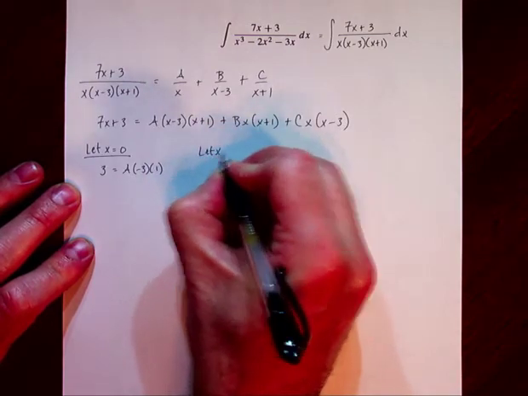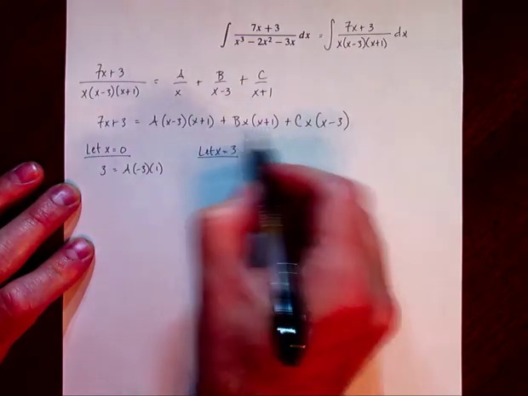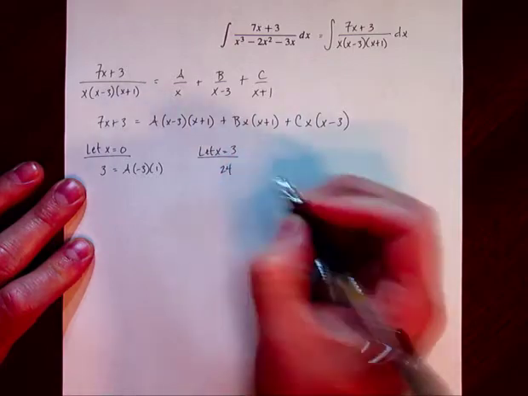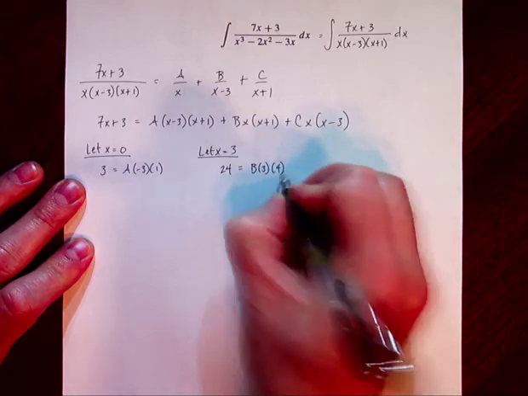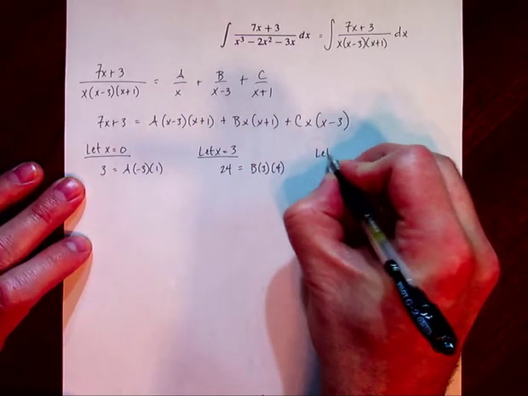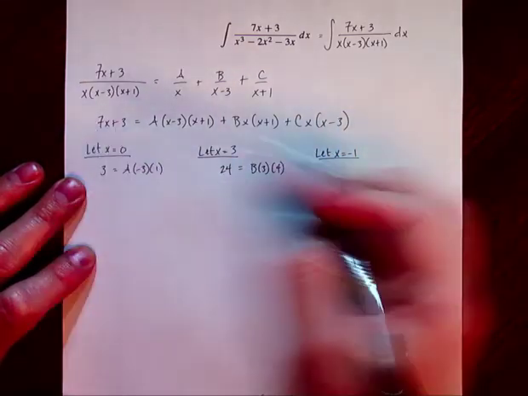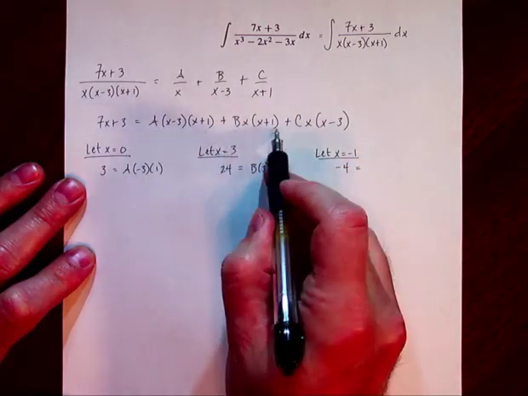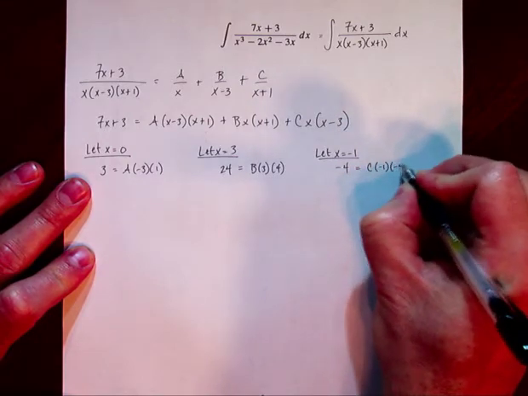Let's add x equal to 3, which will help us isolate b. And so when I plug in 3, I'm going to get 21 plus 3, or 24. And this is going to be b times 3 times 4, because 3 will make the a term and the c term equal to 0. And then let's let x equal negative 1, and this is going to be negative 7 plus 3, or negative 4. Negative 1 is going to make the a term and the b term equal to 0, but it's going to leave us with c times negative 1 times negative 4.